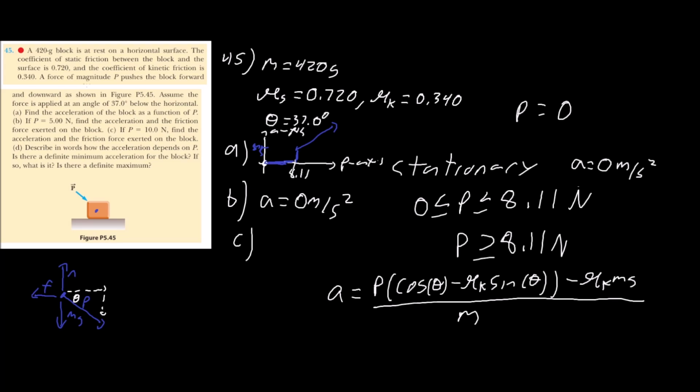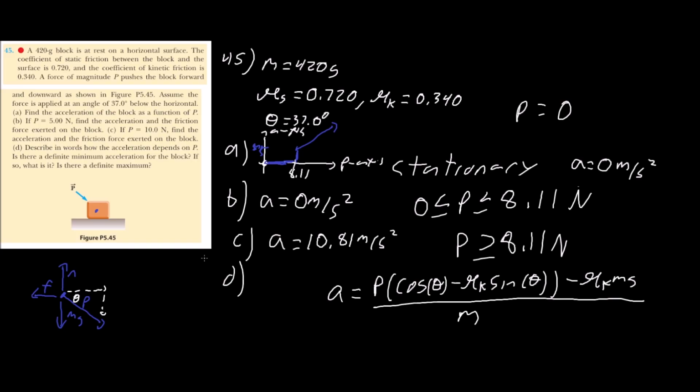All right, so if P is 10, now this is where you can use that equation that I gave you guys. Once you plug it in, the acceleration here is 10.81 meters per second squared. That's where the block is in motion. All right, describe in words how the acceleration depends on P.